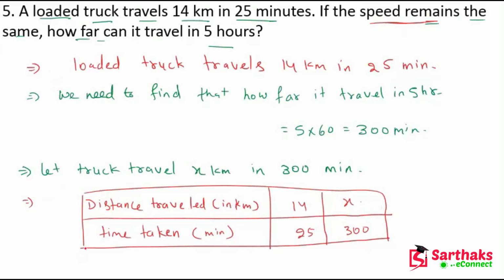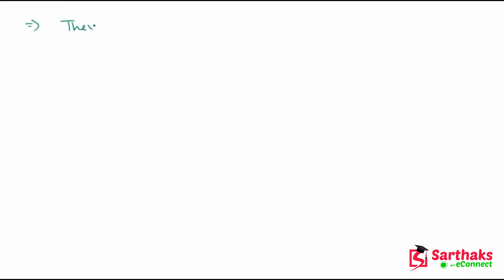So if the distance traveled increases, then the time taken automatically increases. So we can say that these two variables are in direct proportion. They are in direct proportion.